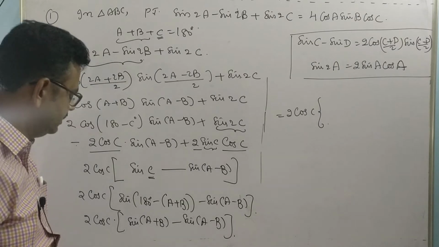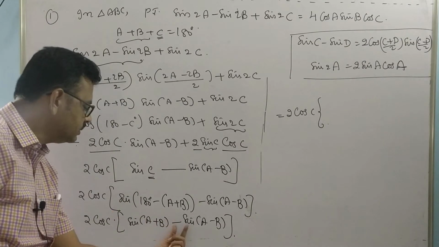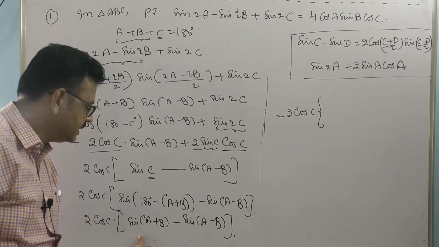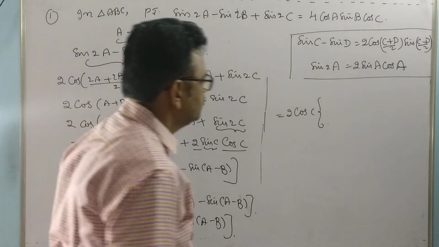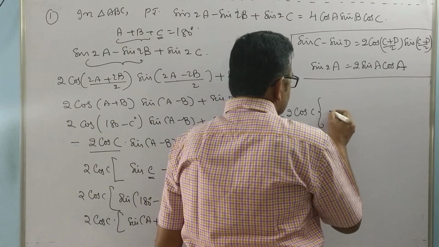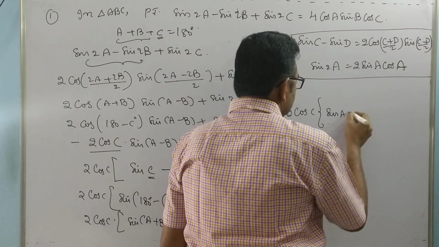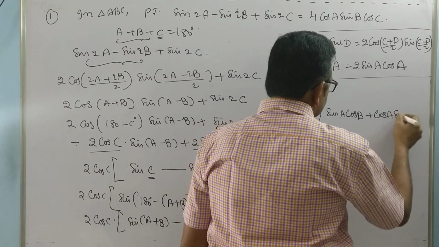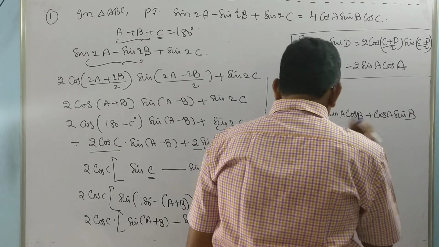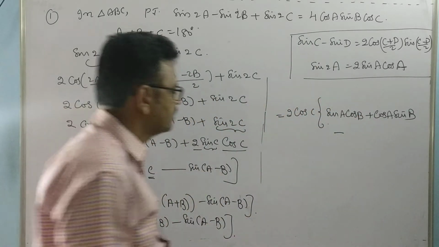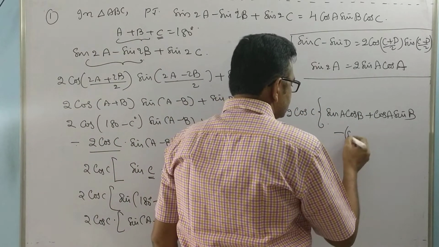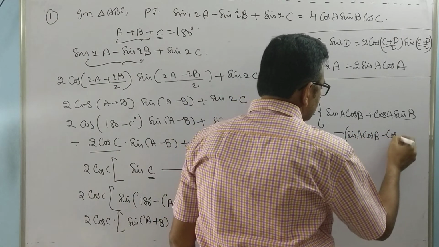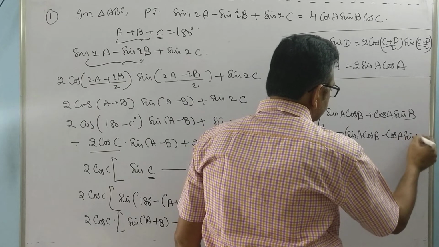Or if you don't know this formula, just write the expansion of sine of (A plus B) and sine of (A minus B). So sine of (A plus B) is sin A cos B plus cos A sin B, minus sine of (A minus B). What is sine of (A minus B)? It is sin A cos B minus cos A sin B, the expansion.